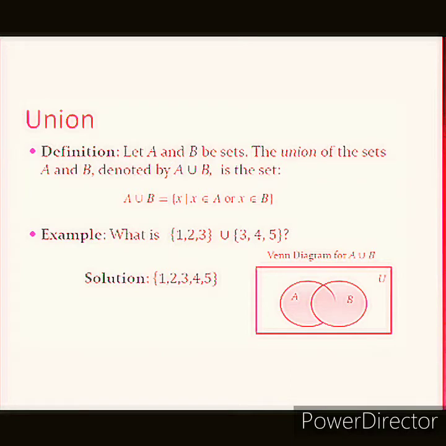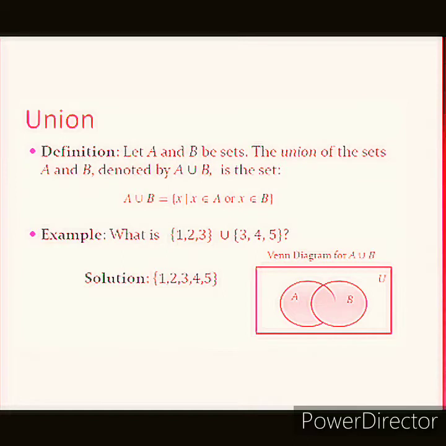First of all is the union. Suppose you have two sets, capital A and capital B. Then the union of the sets A and B will be denoted by the notation A ∪ B, where ∪ denotes union, A union B. This is the collection of all those elements x that belong to A or belong to B. So A union B is equal to the collection of all such x that belong to either A or B.